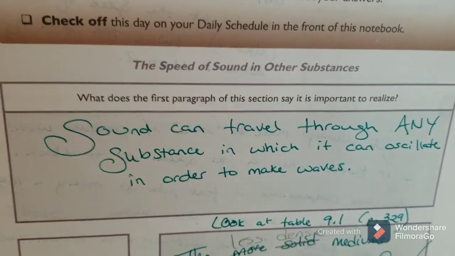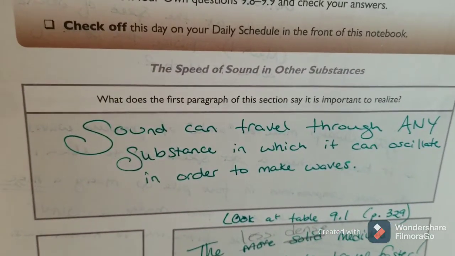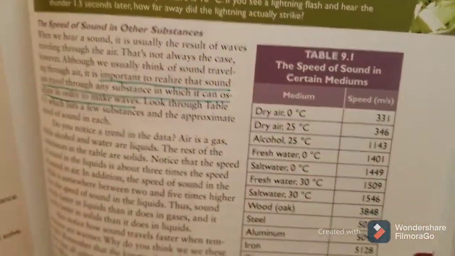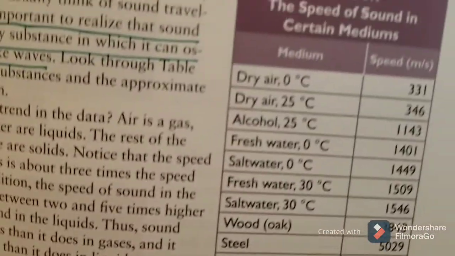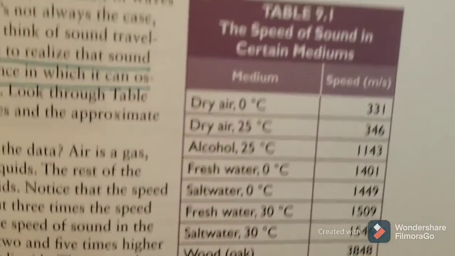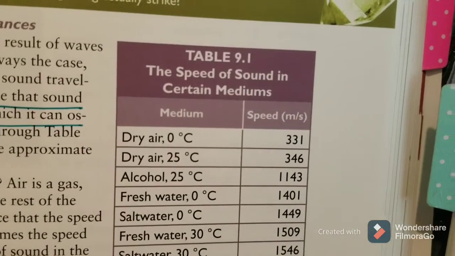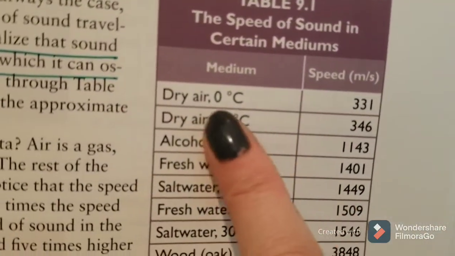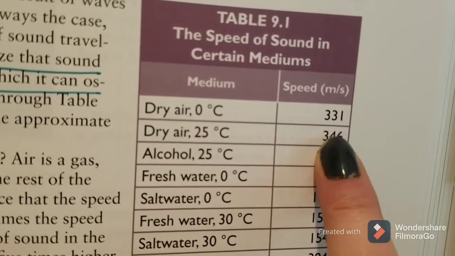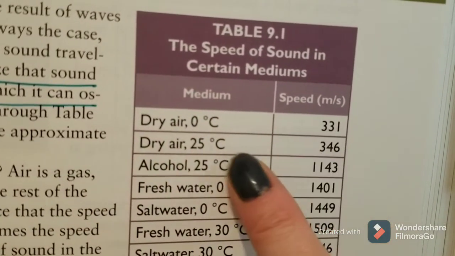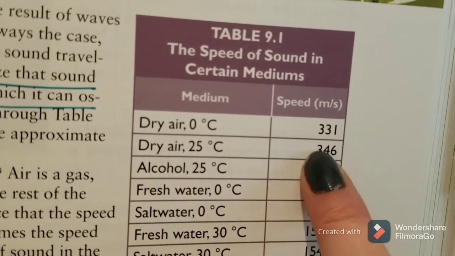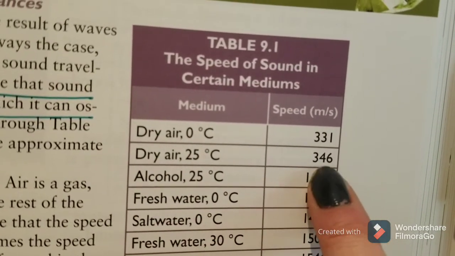All right, I found this one diagram in here super helpful. It's on page 329 in Module 9 in the textbook. And it says the speed of sound in certain mediums. Check this out. Dry air, maybe not 0 Celsius, but that's cold. This is about average temperature here, right? In the 70s or 80s.